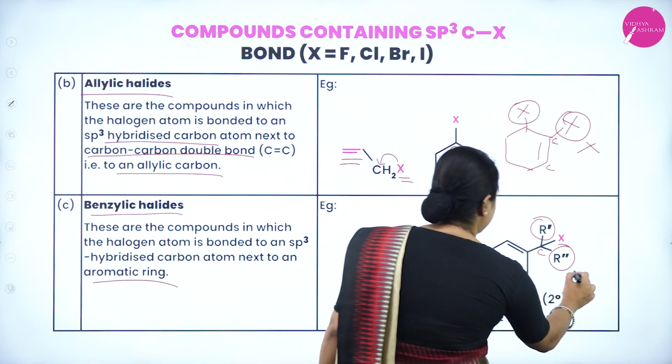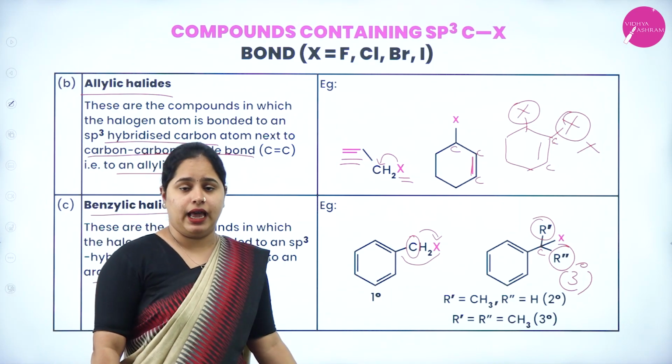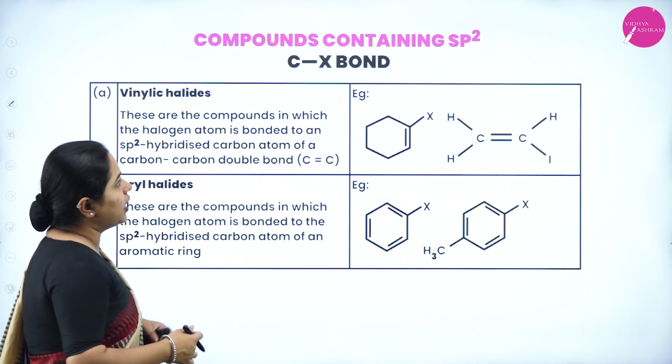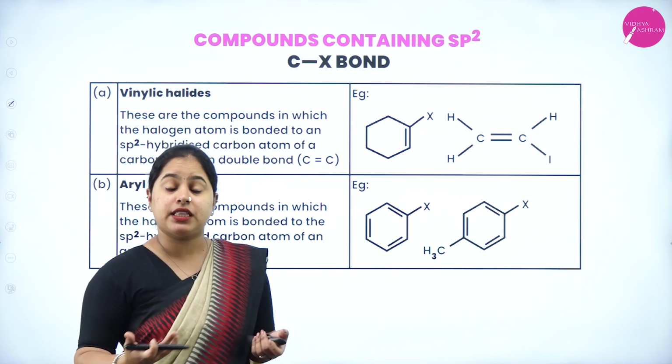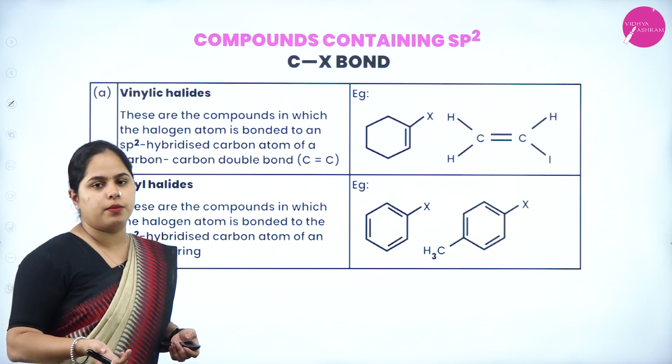So this is a tertiary benzyl halide, and this is an example of a primary benzyl halide. So I hope it is clear. So these were the classification based on sp3 hybridized carbon. Now moving on to compounds containing sp2 hybridized carbon halogen bond.